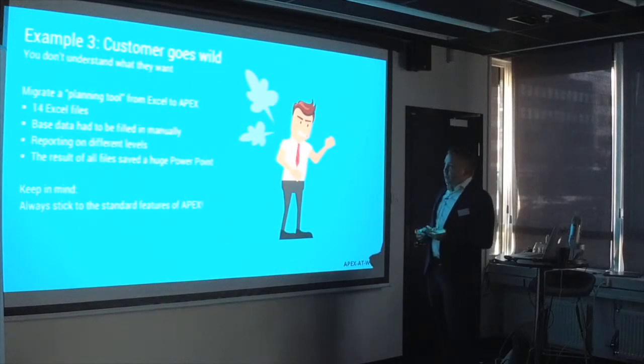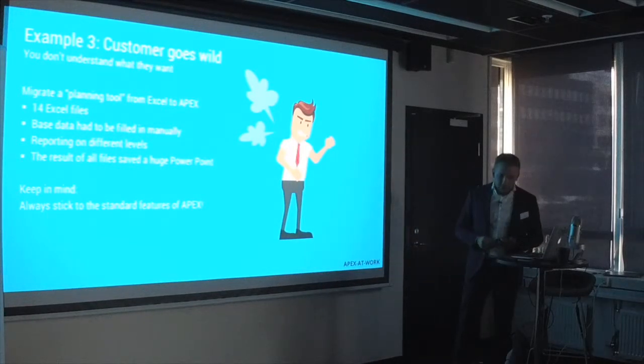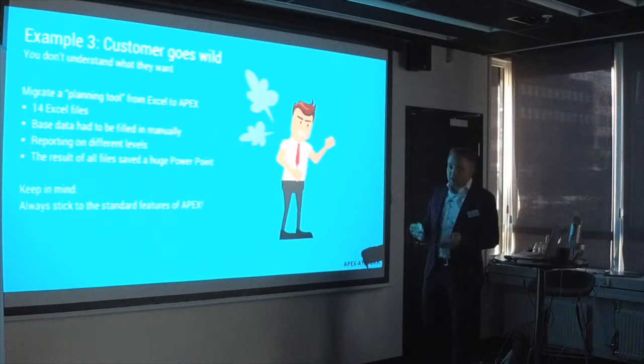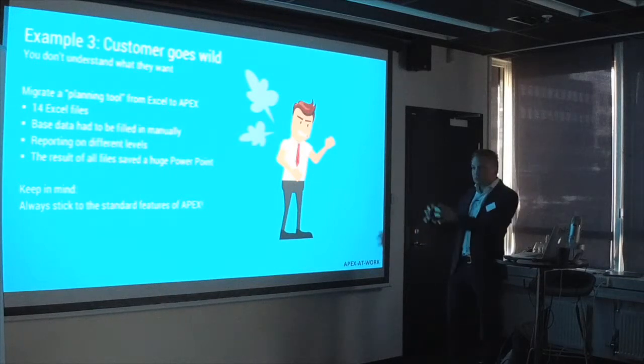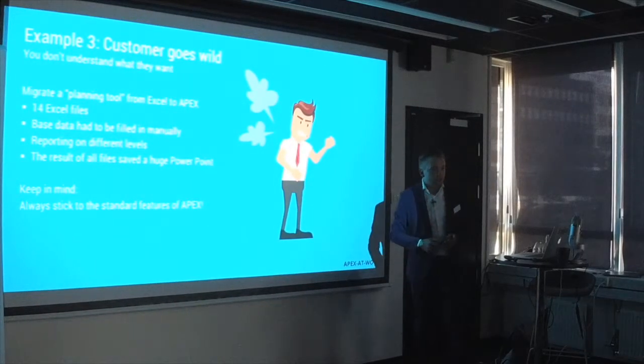The third example is called Customer Goes Wild. You don't understand what they want. Actually, I understand quite fast what they want, or I thought I would have. They had a planning tool where they made a quarterly planning through the year on different levels, different departments, and they had like 14 Excel files which had to be migrated into one Apex application.